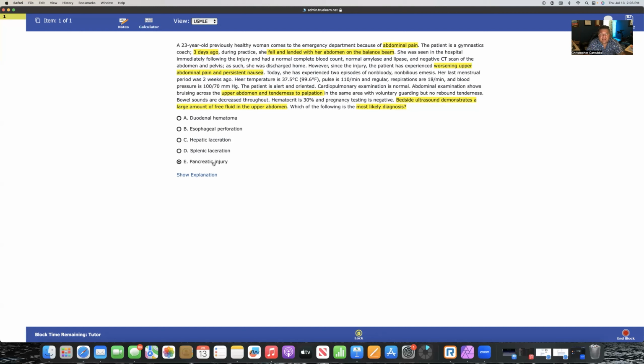So taking advantage of that timeline, the initial workup being negative, and the fact that we now have this free fluid picture as opposed to the duodenal hematoma where I'd really be diagnosing that more on a CT, we know and we can feel confident that pancreatic injury is the right answer choice.